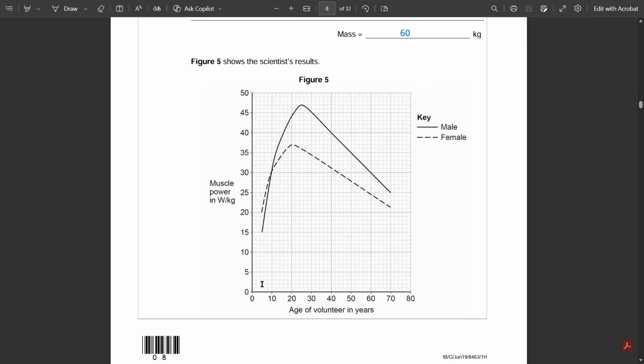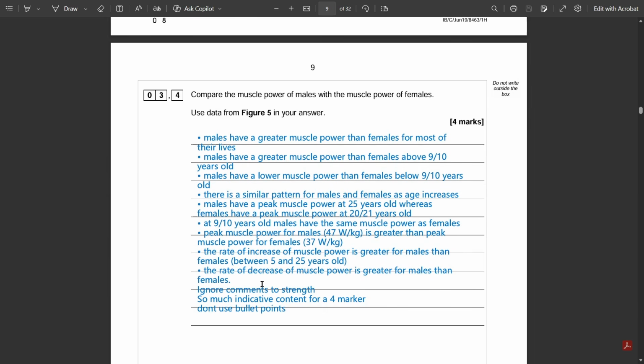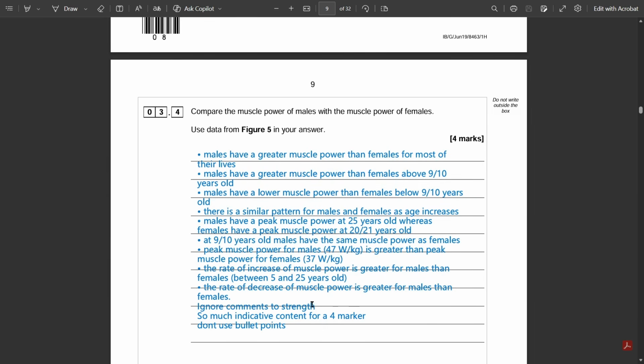Strength and muscle power aren't the same thing, because power is relevant to time, but also you have to stay focused on what you're talking about. It's asking you to compare the muscle power, not the strength. So it's important not to use synonyms where the question doesn't use synonyms. So much indicative content for a 4 marker.